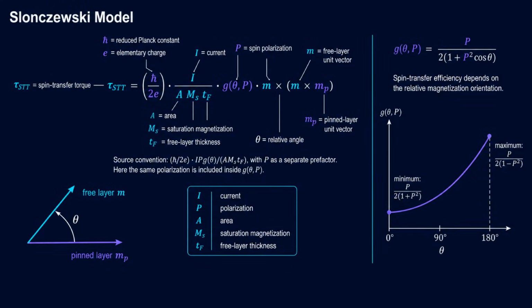Slinksiewski formulated the spin transfer torque quantitatively. The torque is proportional to current I, spin polarization P, and inversely proportional to area A, saturation magnetization MS, and free layer thickness TF. The angular factor G of theta captures the spin-dependent transport physics. The double cross product M cross MP gives the torque direction perpendicular to both magnetization vectors.